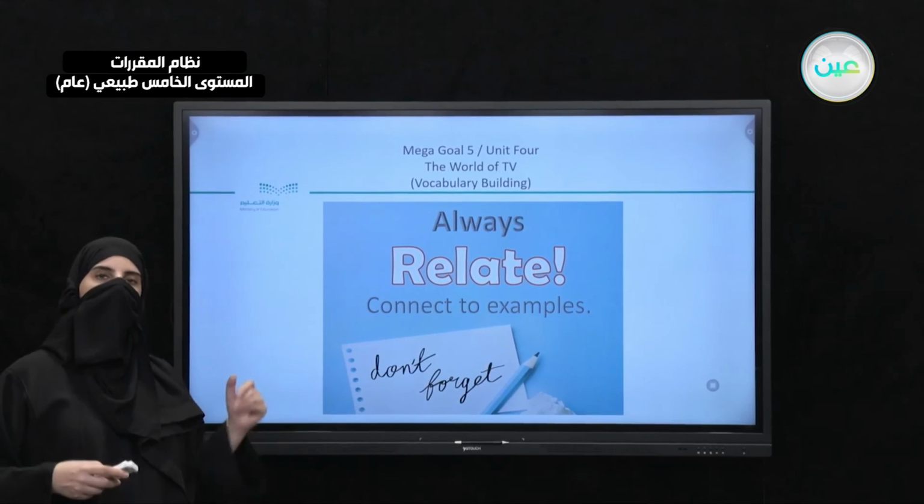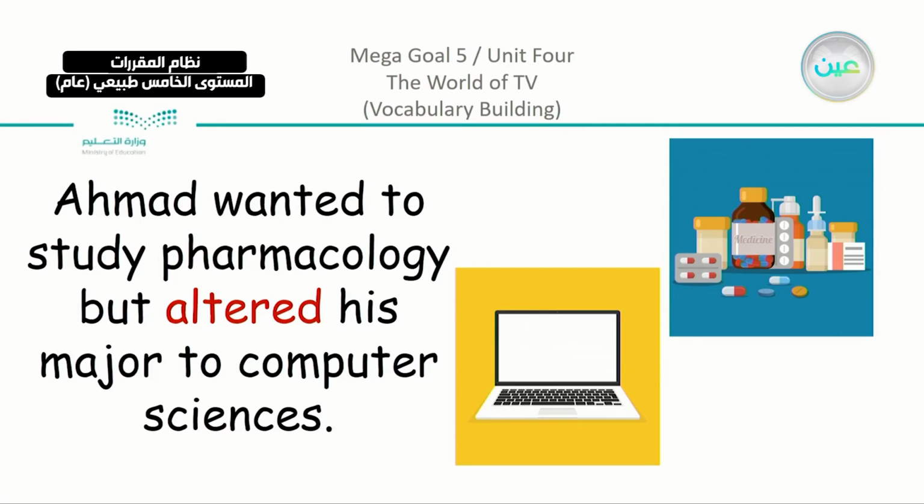Now I'm going to use them in sentences. We can say, Ahmed wanted to study pharmacology, but altered his major to computer sciences. So as we said, Ahmed here changed his specialization or major from pharmacology to computer sciences, and this always happens.